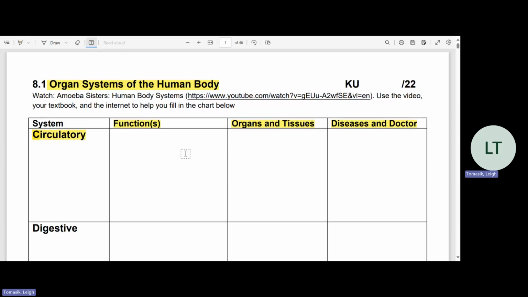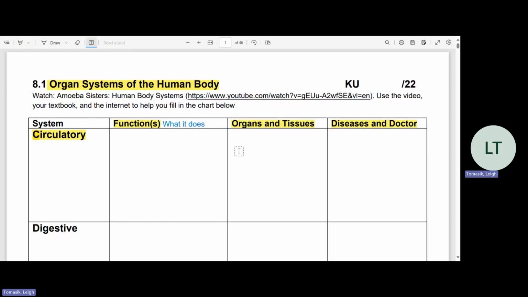So we have this chart here. Something's function is what it does, right? What does your circulatory system do? What is its job? Okay. Organs and tissues are parts of the circulatory system. Okay. So for some systems, there are many parts and many organs and tissues.